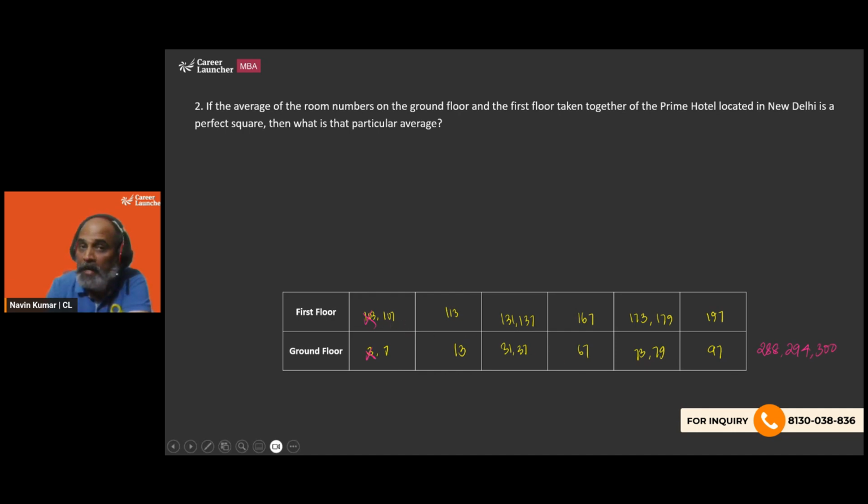Now, we do not have to add for the first floor. We know that every room number increases by 100. So that would mean here 6 rooms will increase by 100. So we will have 888, then 894, then 900. So that would mean that our sum, when added and then divided by 12, should be a perfect square again.